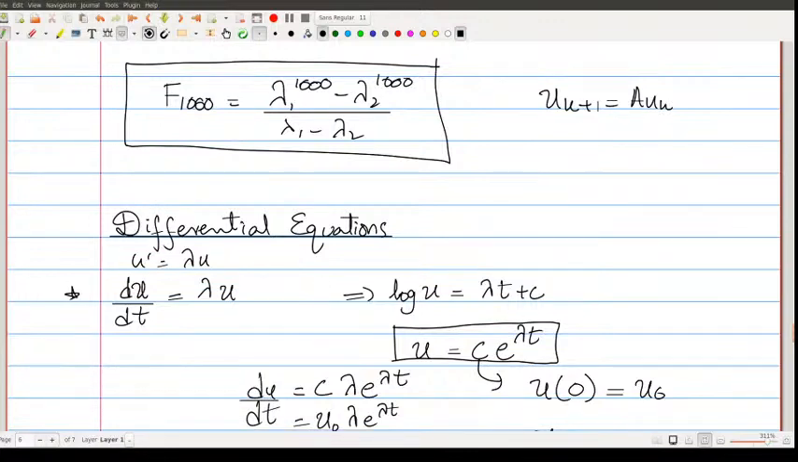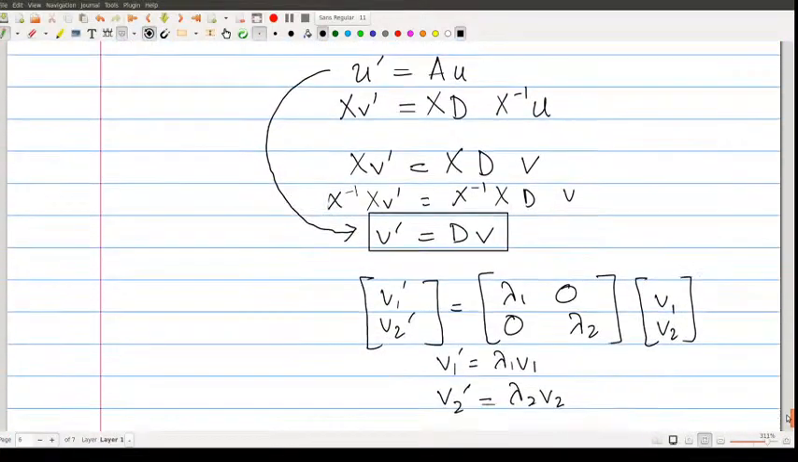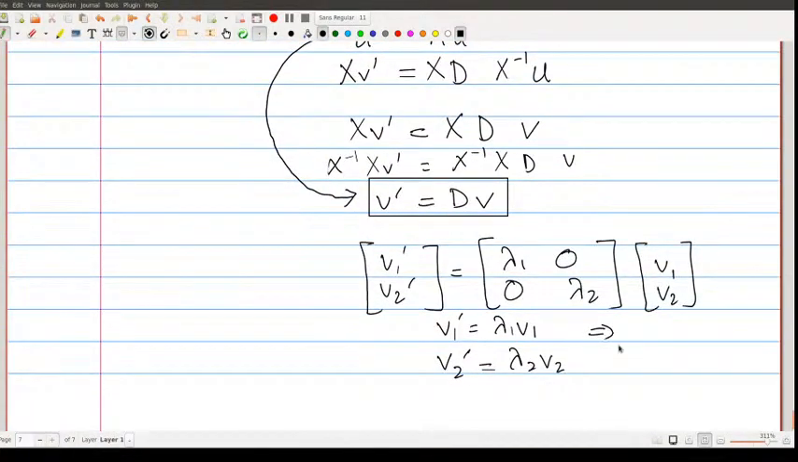And we know how to solve this. The solution is u equals c e to the lambda t, right? So the solution to both of these problems are going to be, let's say, c1 e to the lambda 1 t, and the solution to this problem is going to be c2 e to the lambda 2 t, right?